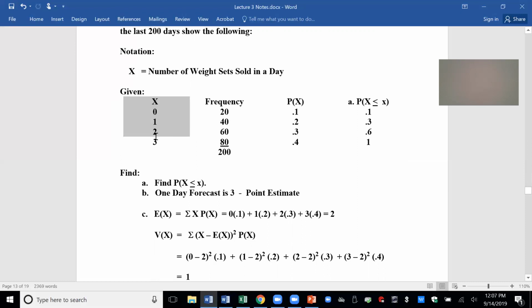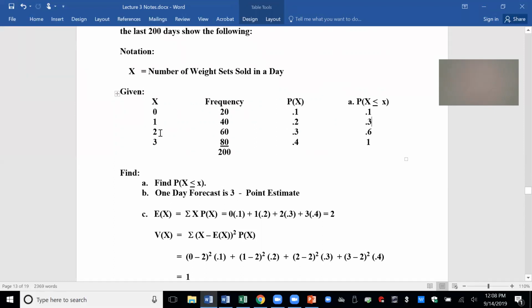X, our uncertainty, is a quantity, and now you've given me the probabilities. You've stated the probability distribution. Part A asks you to find the cumulative distribution, the probability of being less than or equal to some value. What's the probability we are less than or equal to 0? Well, that only happens if we're equal to 0, and that's 0.1. What's the probability we're less than or equal to 1? If a 0 or a 1 pops up, we're less than or equal to 1. 0.2 plus 0.1 is 0.3.